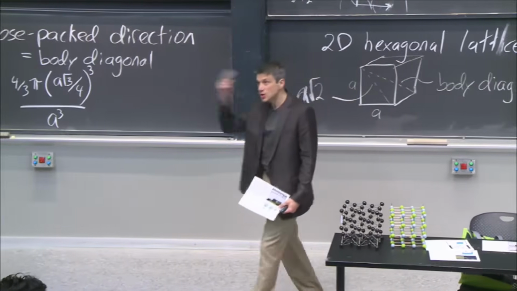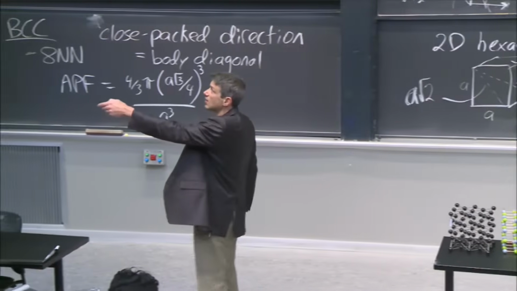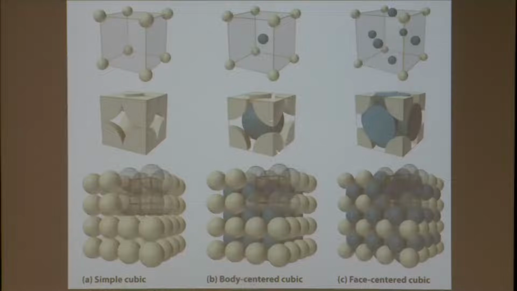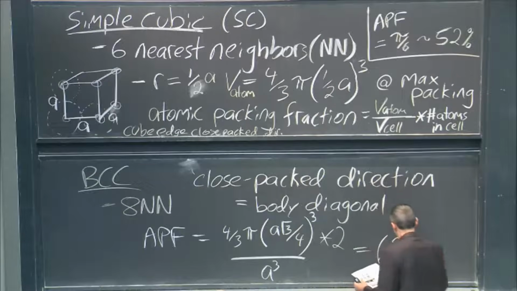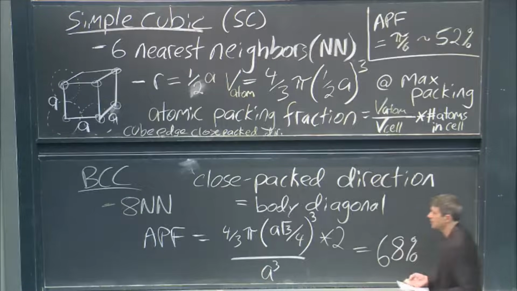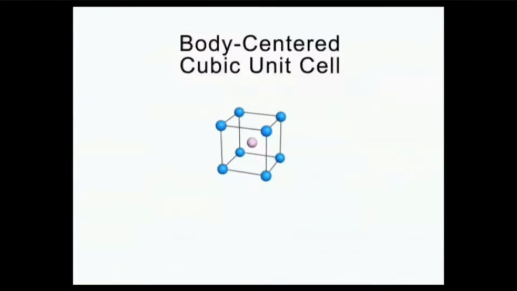There's actually 2 atoms in a unit cell. There's 2 of these. You can see that one in the middle, and then the eighths, you've got 2. So I've got to multiply it by 2, and it gives you 68% as the APF. And that's why so many more structures, especially metals, are happy to be BCC. Let's watch the video again, or a different video, this one on BCC.